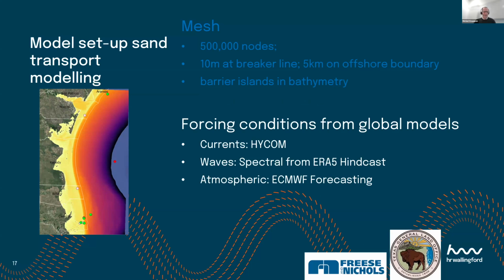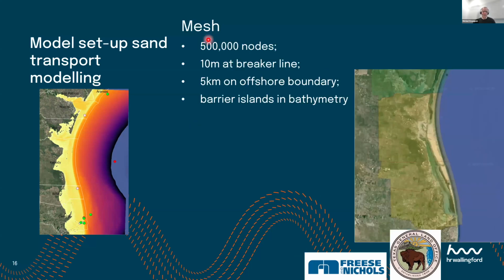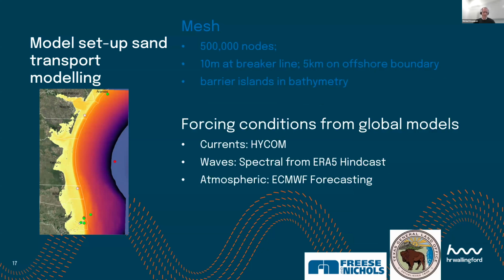Quickly go through it, we're not modelers, but to give you the background. This is a sediment mesh of 500,000 nodes with about a resolution of 10 meters at the breaker line and 5 kilometers offshore. You can see some barrier islands along the shore, which are part of the model and can be eroded, and sediment can deposit on it.